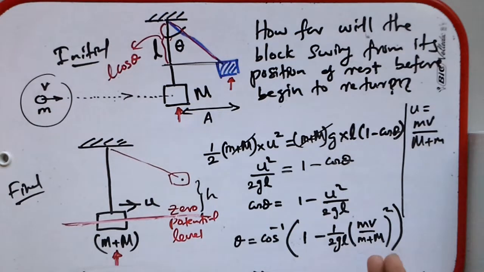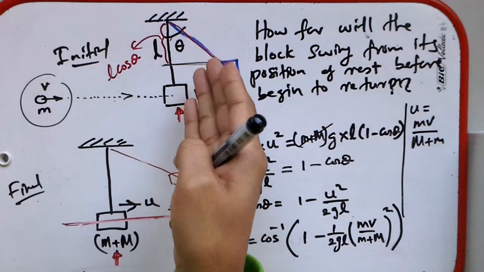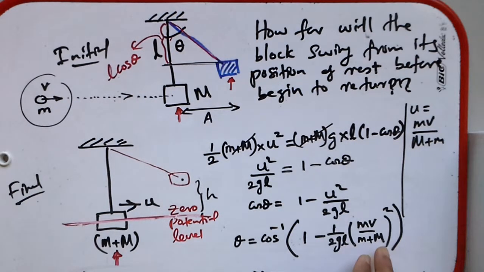All the variables are in letters. So if you need some numerical values, you can just substitute the given values. You can find the corresponding theta. Okay, so if you know the theta, you can simply say what is our amplitude of this oscillation.